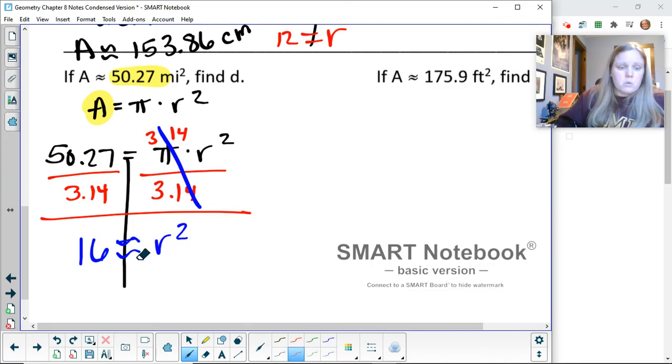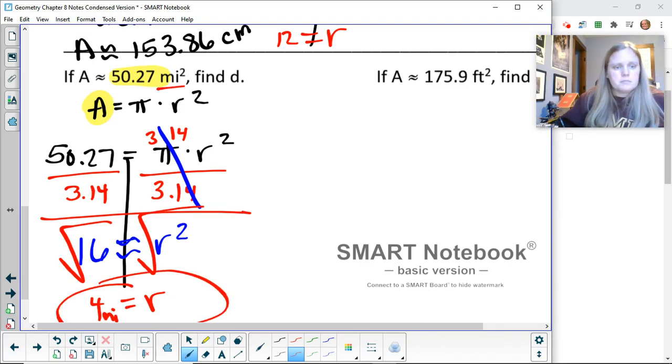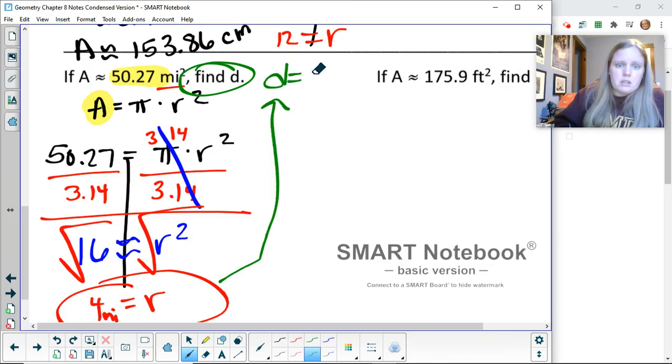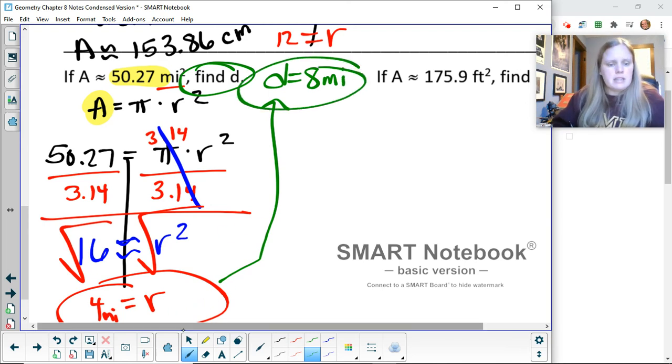So when we take the square root, we get a really nice answer of 4, and that is the abbreviation for miles. Oh, that's not even what they asked us, though. They asked us to find the diameter. So I got to double that. Diameter equals 8 miles, because 2 radius makes a diameter.